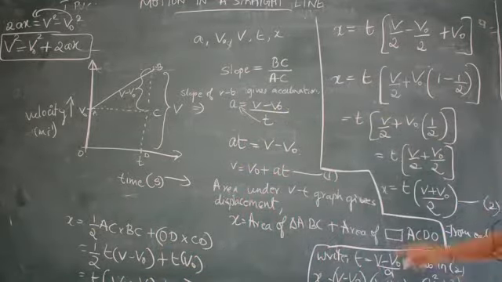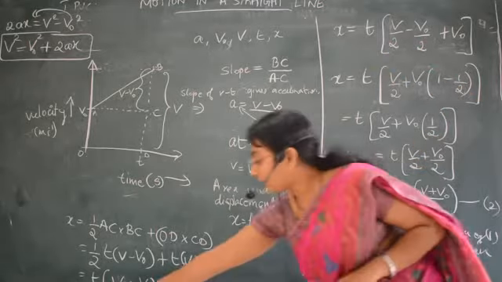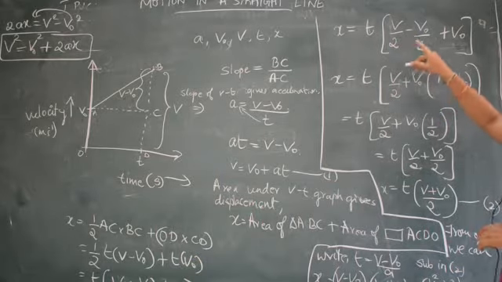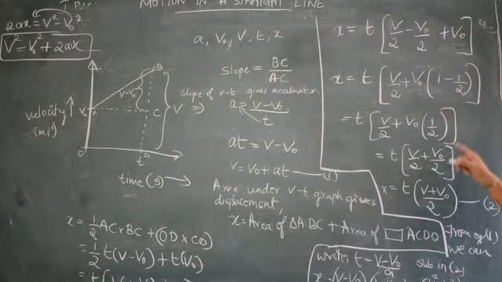Next step. X is equal to, see T outside, right? Multiply this half to inside. Half into V is V by 2. Half into V naught is minus V naught by 2 plus V naught. So X is equal to, see here, this is V naught, this is also V naught. So we can take V naught outside, then 1 minus half. 1 minus half is half. So we will get V by 2 plus V naught by 2. 2 is common, I'll write it like this.